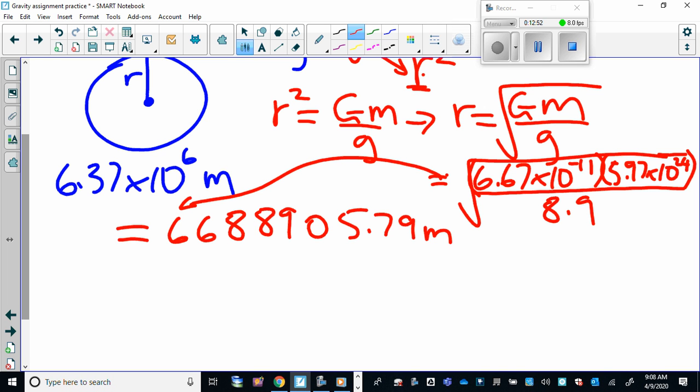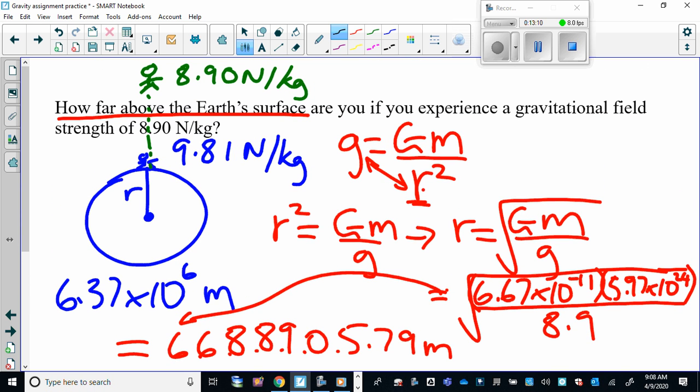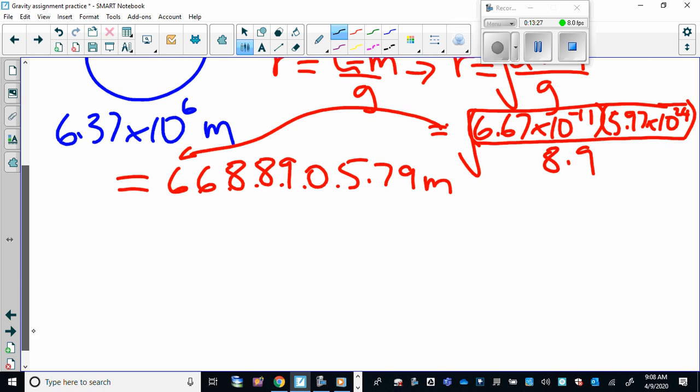Okay, but then you've got to ask yourself, what number is this? It's a big number: 6.69 times 10 to the 6 meters. Is that the answer to the question? No, because that is, let's go back up here, that is this distance from you out here floating around dead in space to the center of the Earth. And the question is not asking how far are you from the center of the Earth. It's asking how far above the Earth's surface are you. So you have to do one additional step in this.